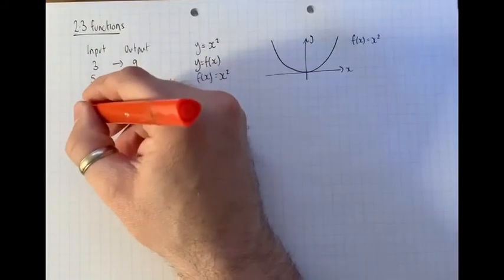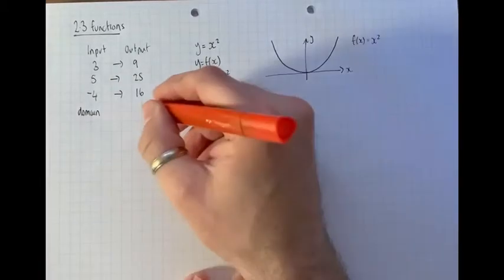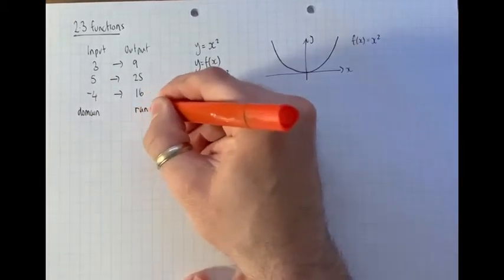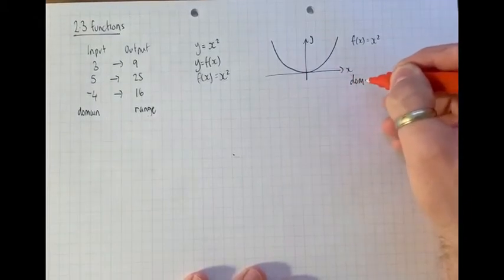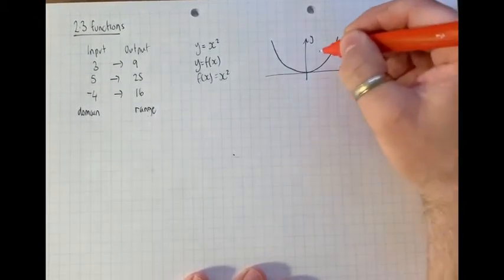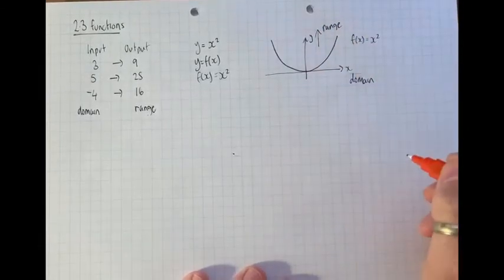The input values are what are known as the domain. All the possible input values is called the domain. All the possible output values is called the range. It's important that you remember that. So along the x-axis, the possible x values, domain, all the possible y values is the range. You need to remember that.